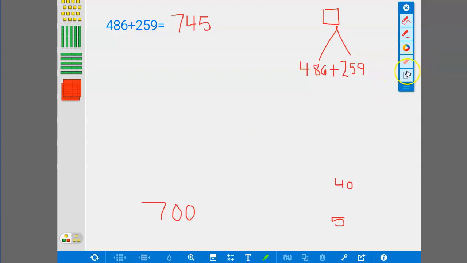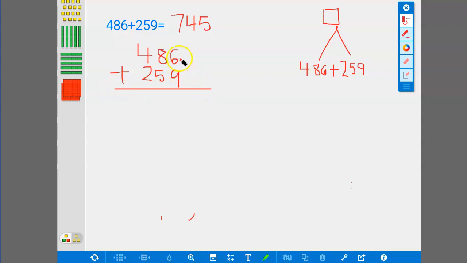I'm just going to erase the rest of this. Nope, we don't want to clear all. We just want to clear this part. Okay, so I'm going to rewrite the equation. 486 plus 259. Okay, so first I'm going to add 6 plus 9. And I know that 6 plus 9 made 15.